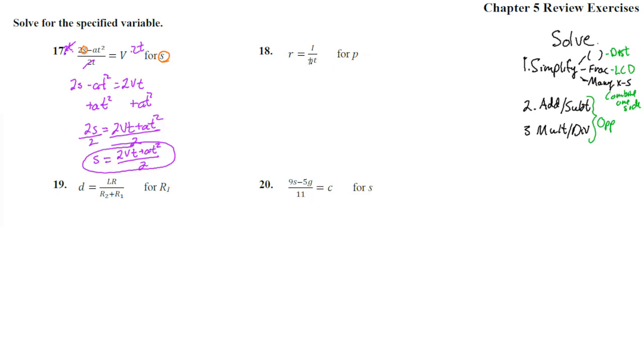Okay, next one. We're just using our skills to get p by itself. Notice the p is in the bottom right here. Do we have any parentheses? No. Do we have any fractions? Yep, let's multiply through by that least common denominator. That's a pt right there. So we get ptr equals I.